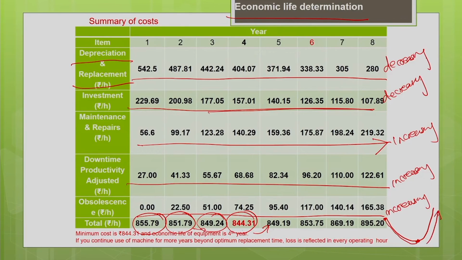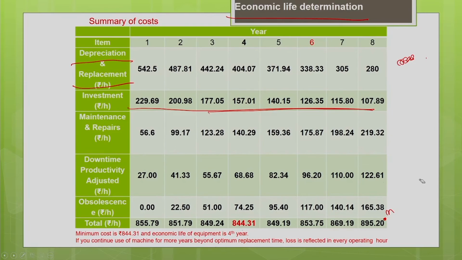Why does it start increasing? Because with the increase in the age of the machine, your maintenance and repair cost is increasing, your downtime cost is increasing, and your obsolescence cost is increasing. So, there is a significant increase in the cost of the machine after a particular point. Beyond the fourth year your cost is increasing.